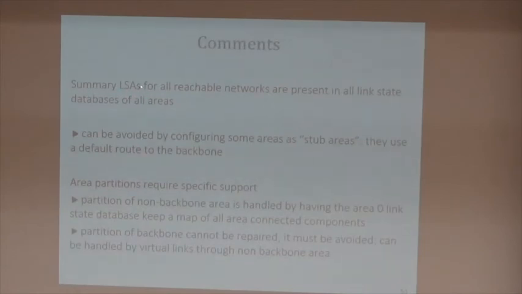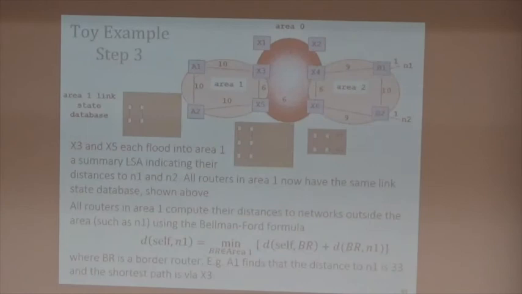So as I said, the summary LSAs are the information about network prefixes and how they are reachable. An example is this one. That's an example of a summary LSA put in graphical form, where X3 knows that X4 is reachable with a certain distance.